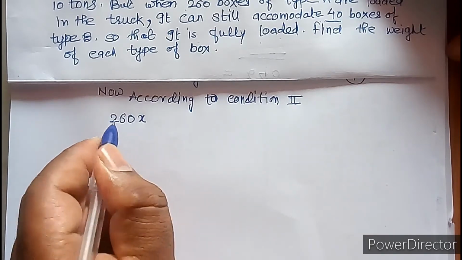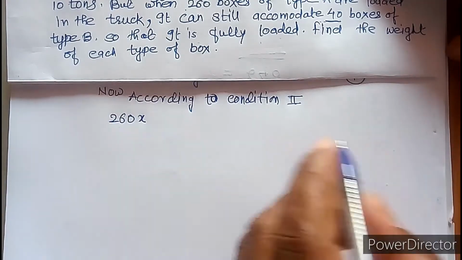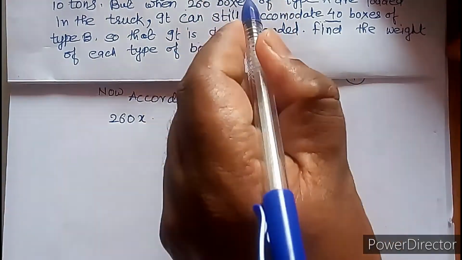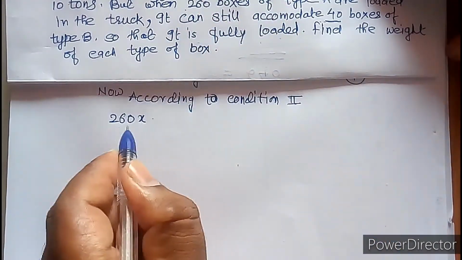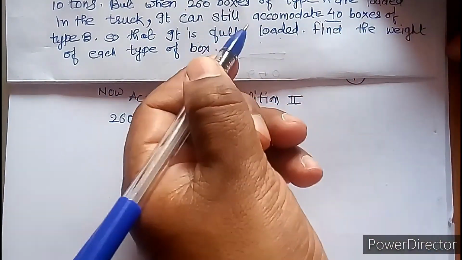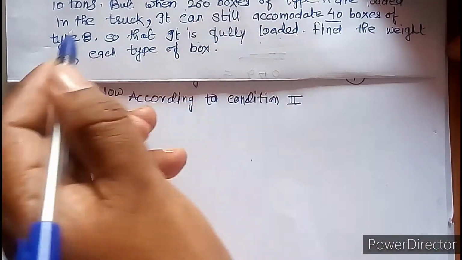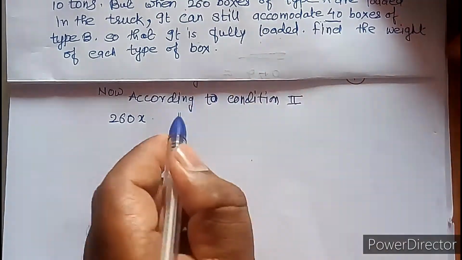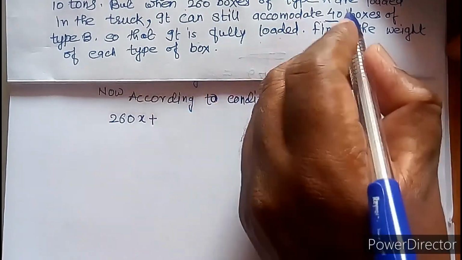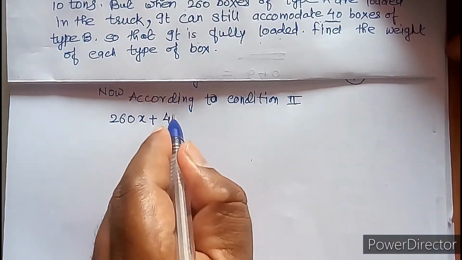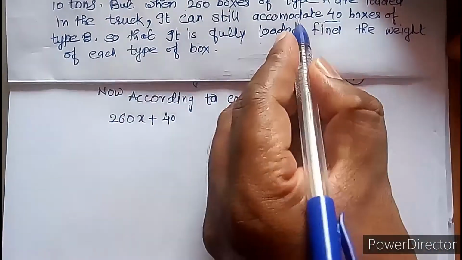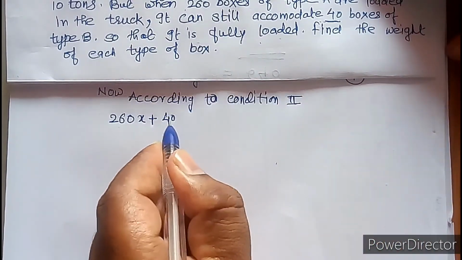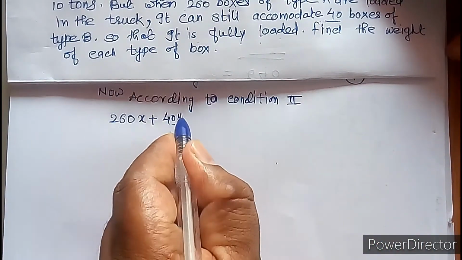260x is the weight of 260 boxes of type A. Now it will be 260x. After loading 260 boxes of type A, there is space to accommodate only 40 boxes of type B. For each B type box, the weight is y, therefore it will be multiplied with 40 and becomes 40y.